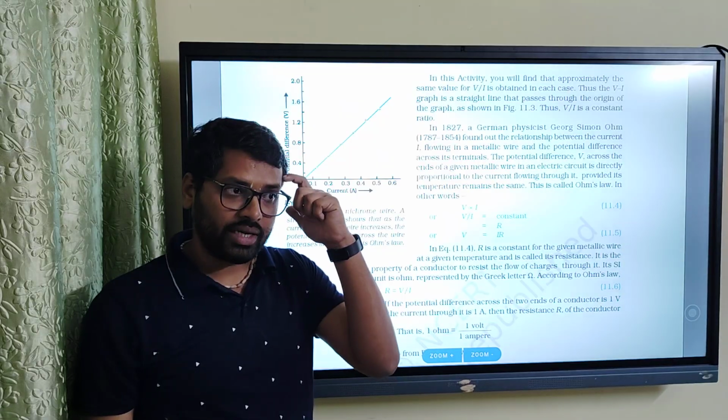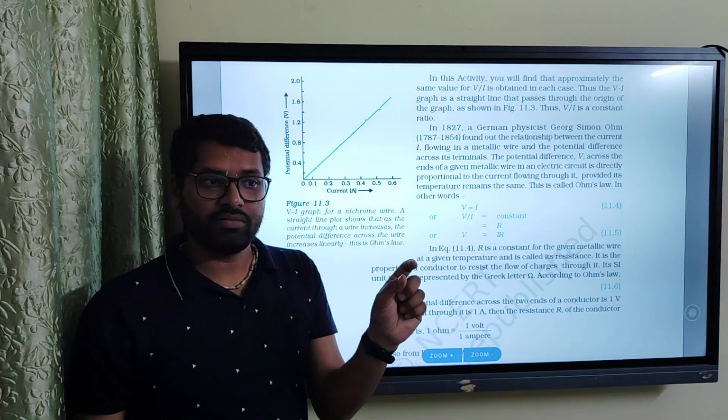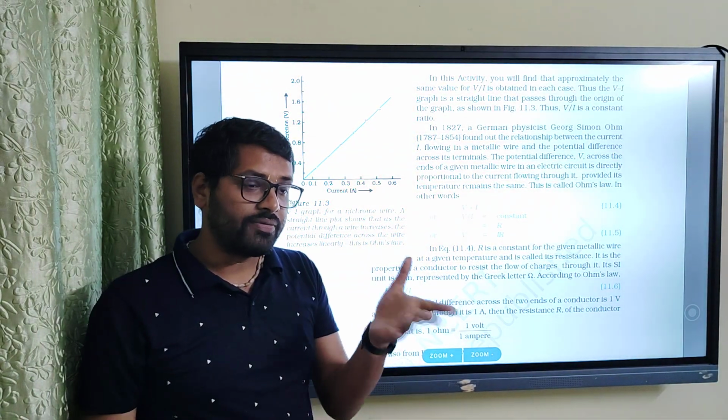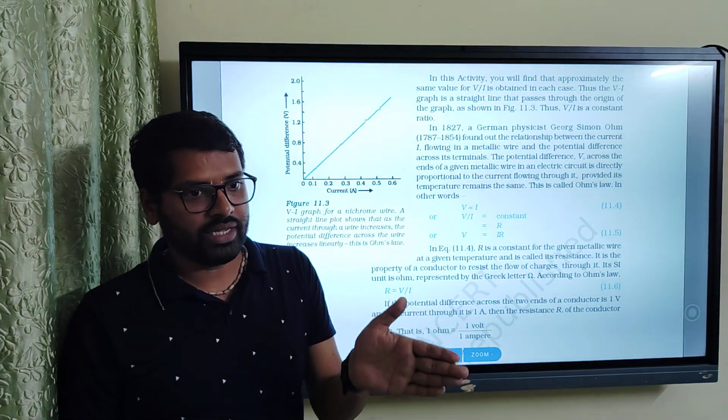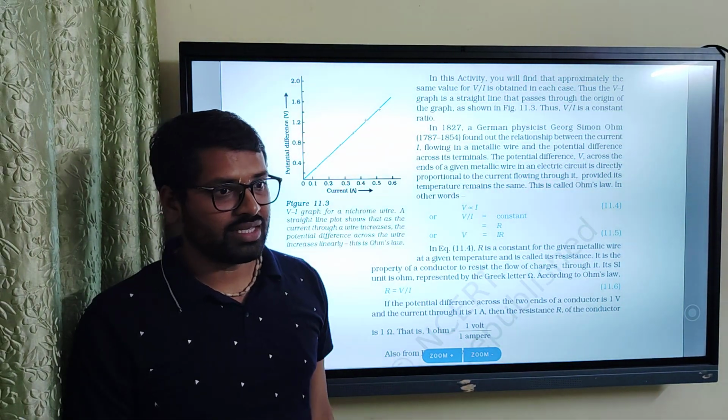The flow of current depends on the wire. Correct. So different conductors will have different flow. Correct. So that only is resistance.